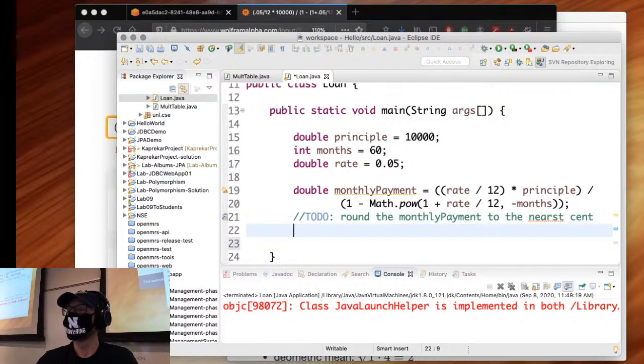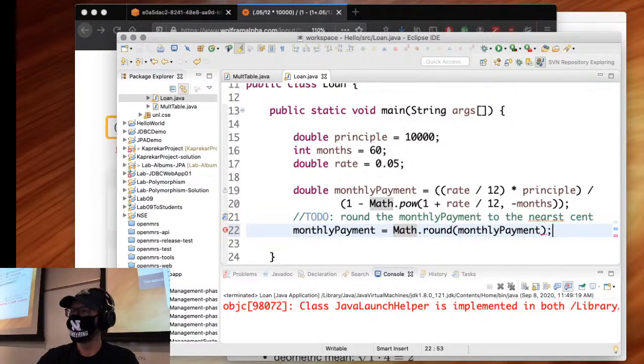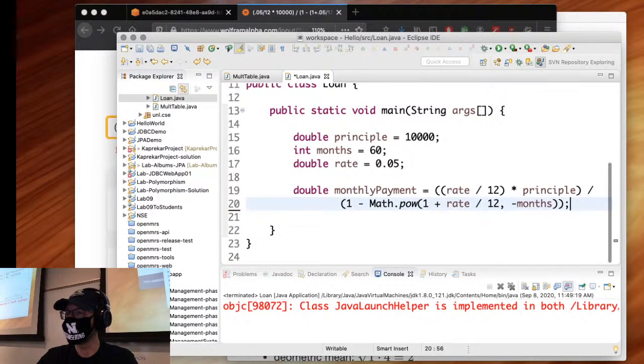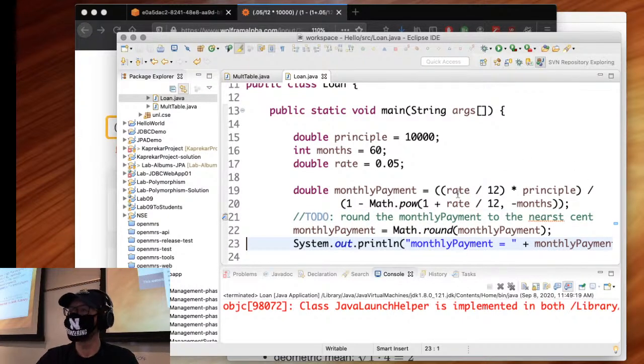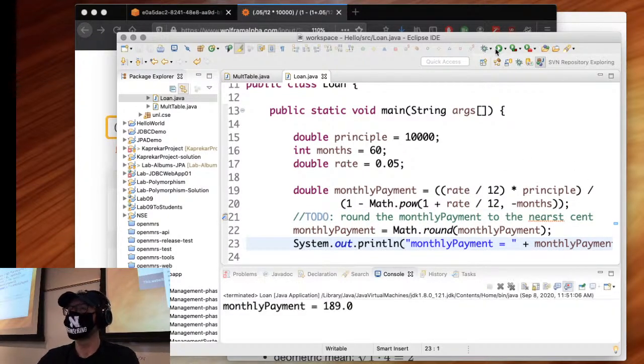Okay. Where do you think a round function can be found? Math dot round. Right? Round the monthly payment, and I do want that print statement because I am going to do poor man's debugging here. All right, see if that worked. I'm going to round it and then I'm going to print it out. Is that correct? $189? That rounded it to the nearest whole number, not to the nearest cent though.